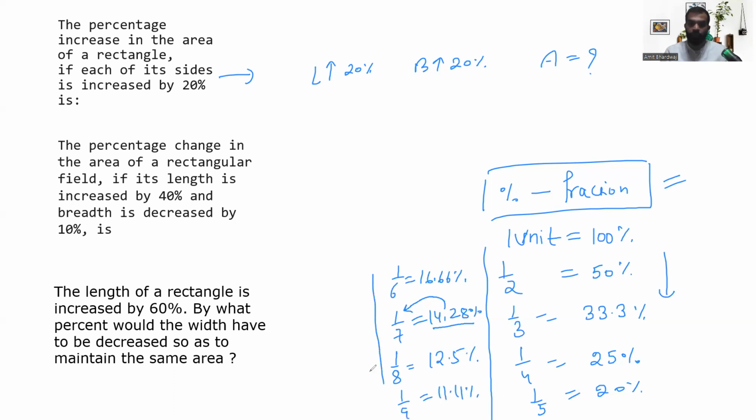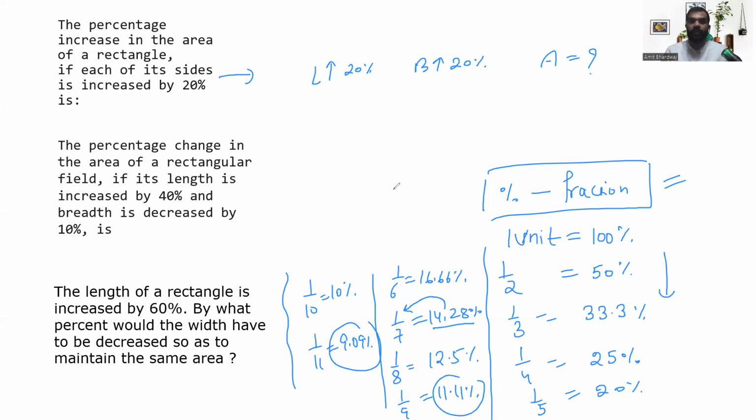If we consider 1 by 10, this is obviously 10%. 1 by 11 will be 9.09%. So my suggestion to you, till now we will focus just till this 1 by 11, because in today's class I will not discuss such big percent fraction relations. So this is enough for us. Important is 9.09 and you can say 11.11.